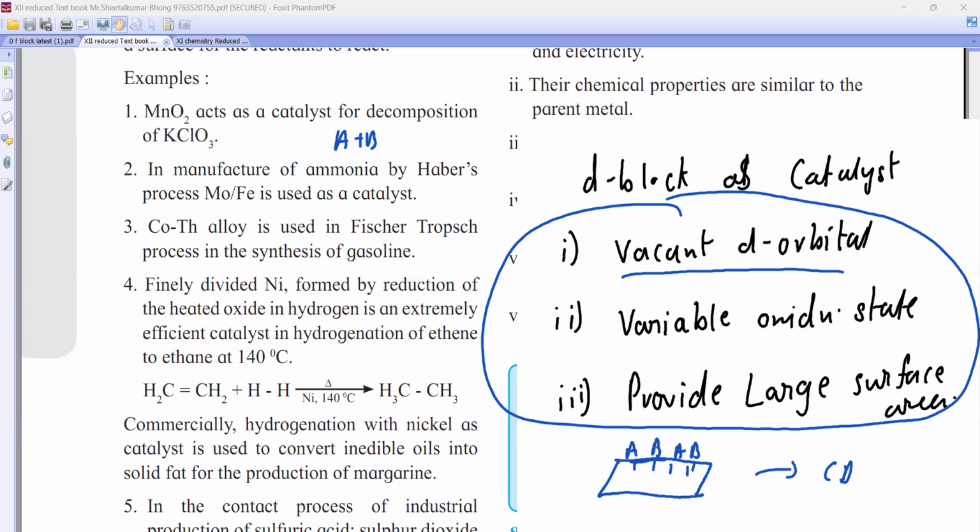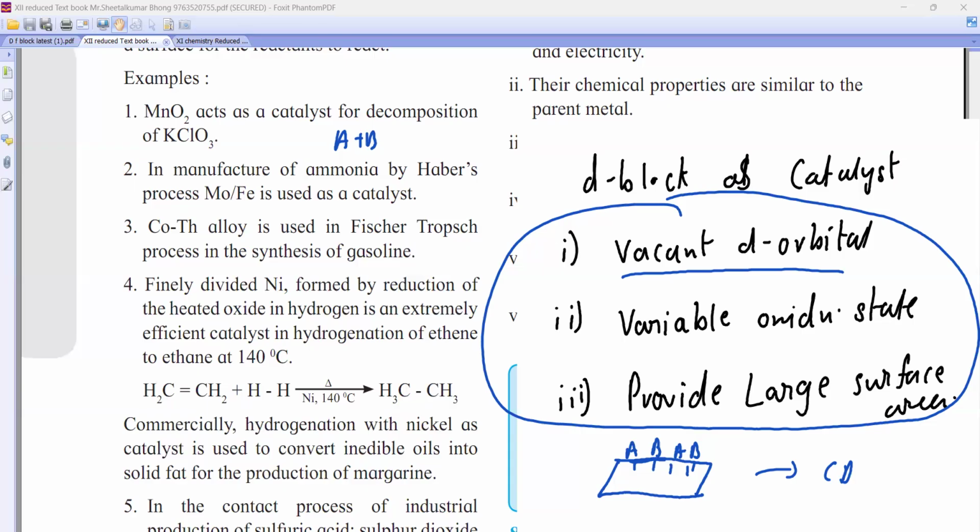So one second. Many reactants are there, beta. Suppose this is a D block, all reactants will come close and form a bond with this D block element. Then collision will take place between them. Why? Because they have come close, and then the bond will break and they will form a new product. Clear?